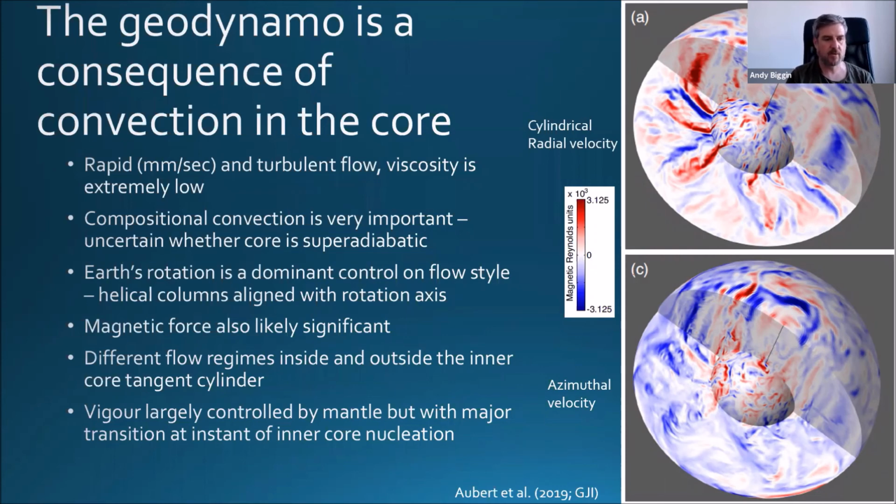So it's convection, of course, but we're not sure to the extent to which that is thermal convection. We're not even sure if the core is superadiabatic, which is required to produce thermal convection. So in large part, we expect it presently to be driven by compositional convection.